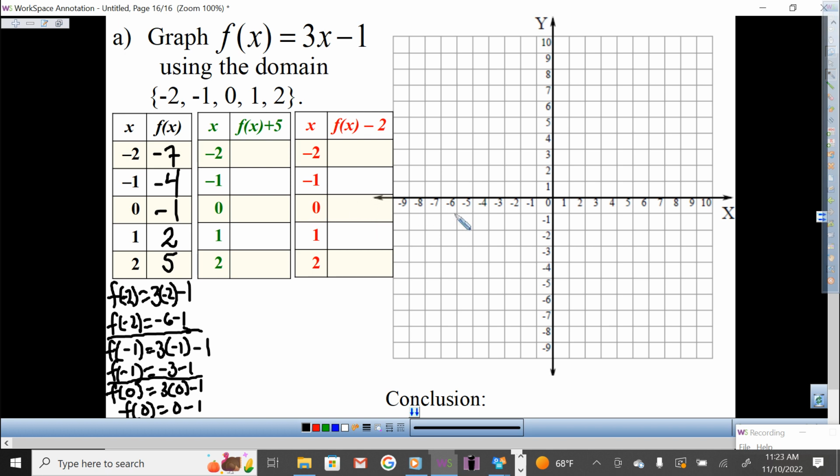All right, let's plot that in black. -2, -7. -1, -4. 0, -1. 1, 2. 2, 5. Get your little ruler that you got from over there and sketch your line nice and straight, going through those points. There it is. And since this is our initial function, we're going to label this one f of x. This is our original function that we're starting with, f of x.